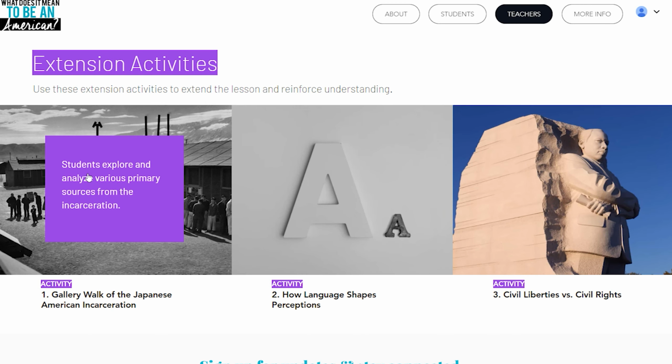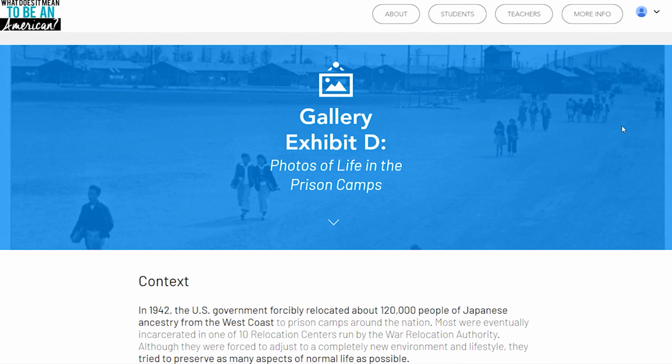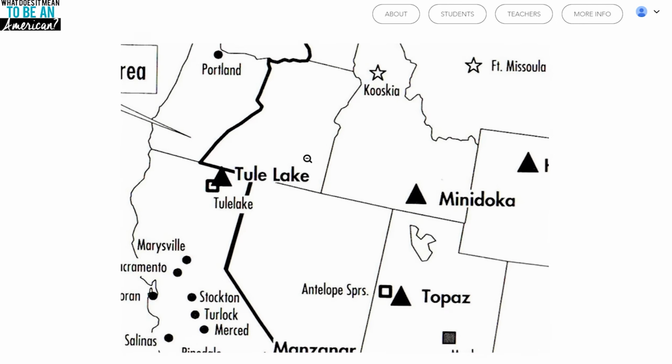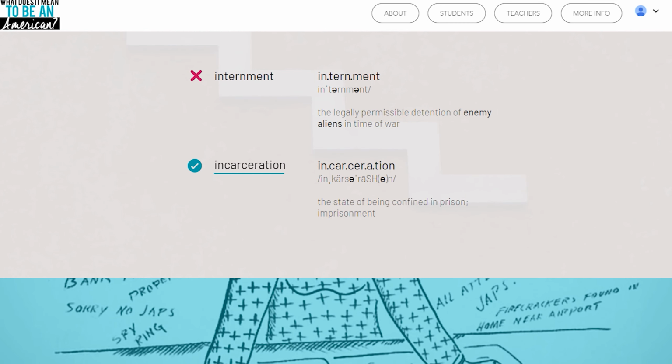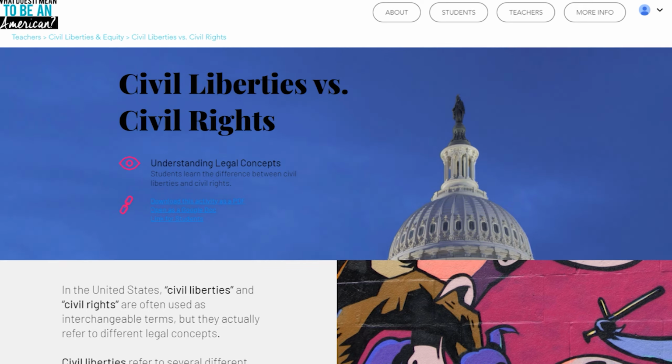You don't want to miss the extension activities where students take gallery walks to better understand the Japanese-American incarceration. Learn how language shapes perceptions of events and people, or knowing the difference between civil liberties and civil rights.